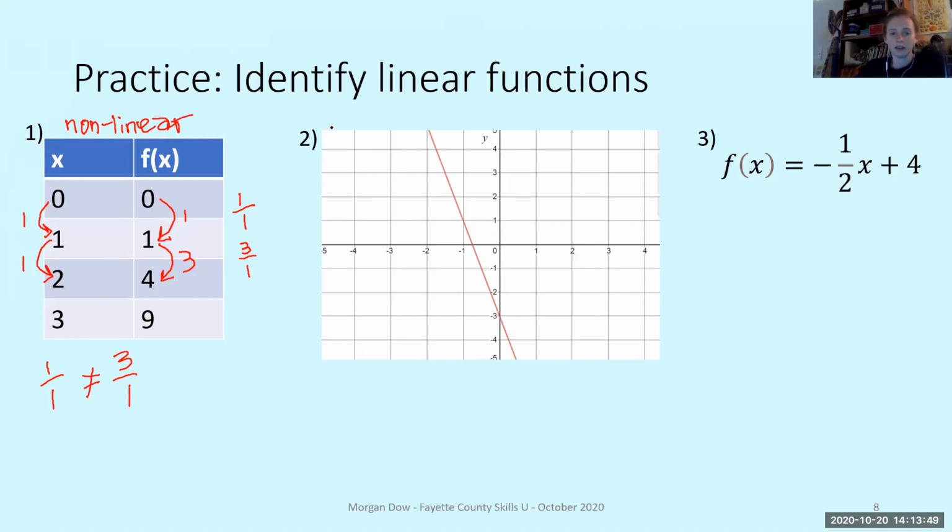All right, now let's take a look at number 2. When we look at this graph, is it a straight line? Yes, it is. So this is showing us a linear function. And number 3, we have an equation. It says f of x equals negative 1/2 x plus 4. I don't see any exponents or roots on my variables, and none of my variables are down in the denominator of a fraction. So this also is a linear function.